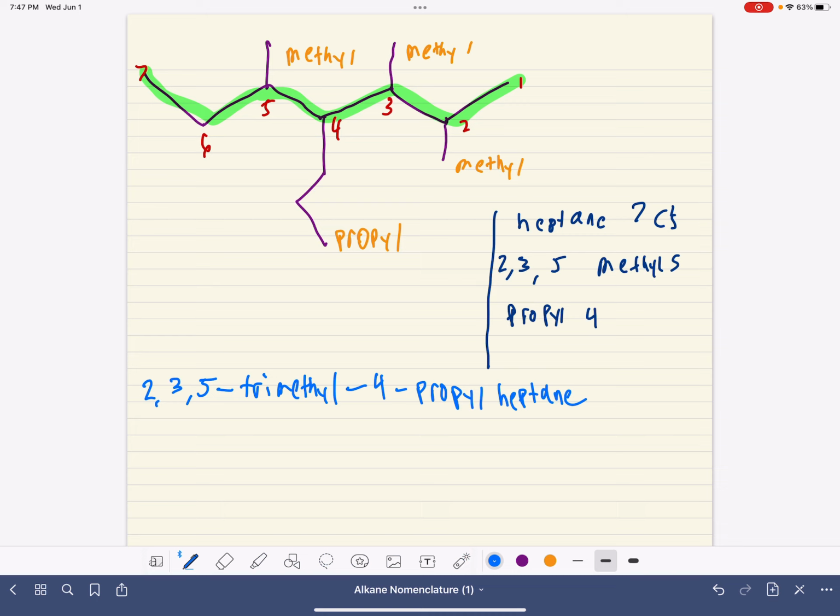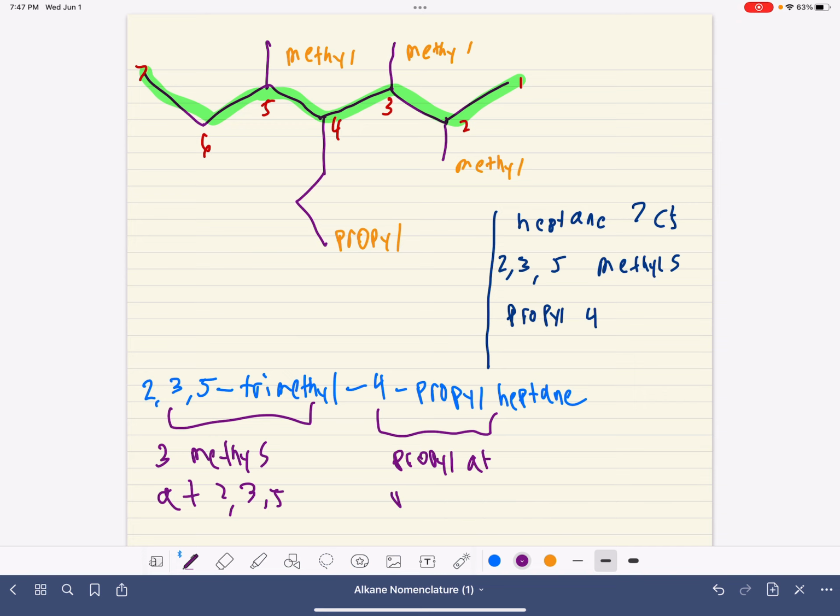So just to recap what this means here, 2, 3, 5 trimethyl indicates 3 methyl groups at positions 2, 3, and 5. 4 propyl means that there's a propyl at position 4. And heptane indicating a 7-carbon chain. So this is how you would name a simple alkane with more than one substituent.